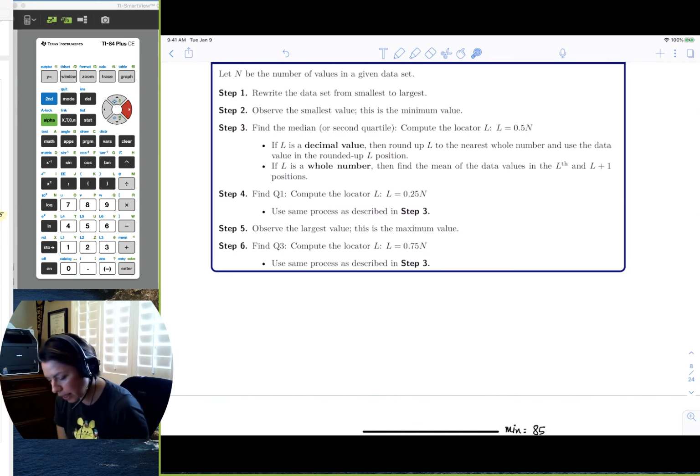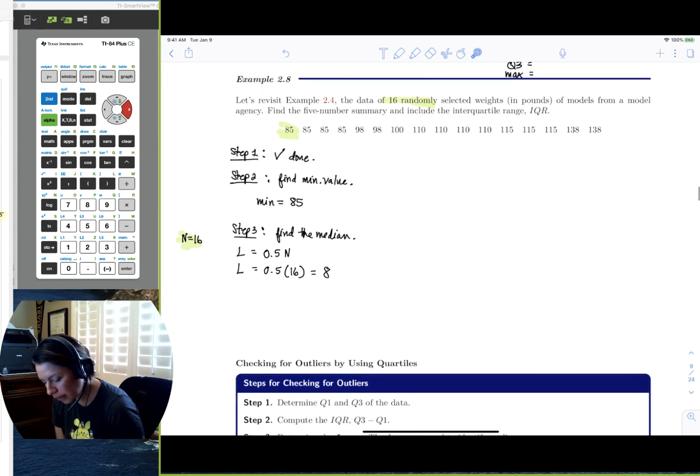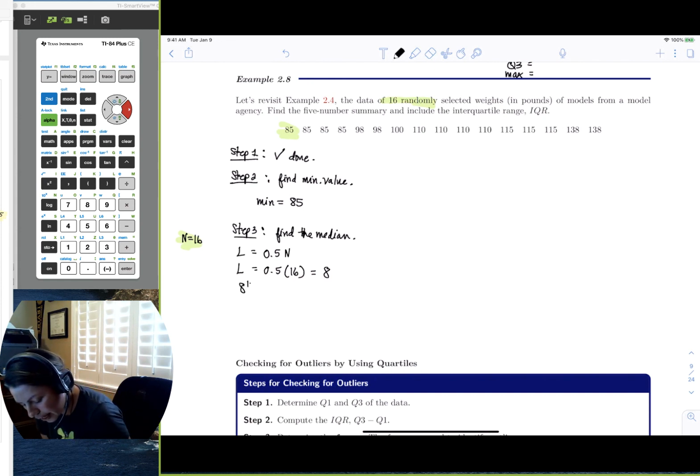So in our case, it's a whole number. So this would mean that I need to look at the 8th data value and add the one to the right of it, the 9th data value, and divide by 2.